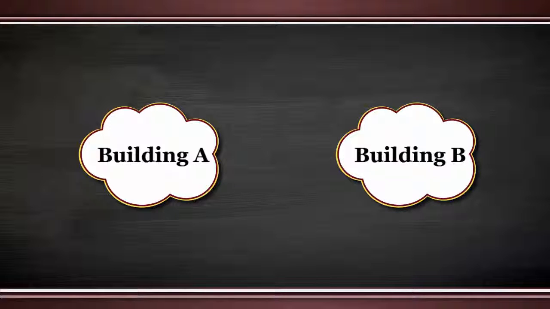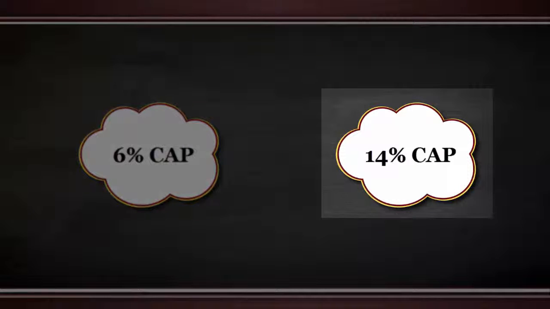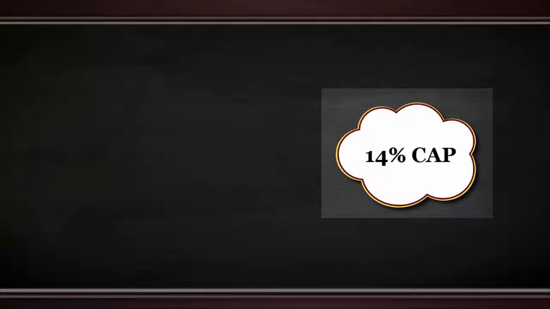So if you were considering a property with a 6 cap and another with a 14 cap, you should recognize immediately that one of these properties has a higher risk premium associated with that. Now that might be a good thing, or it may not, depending on the rest of the circumstances.